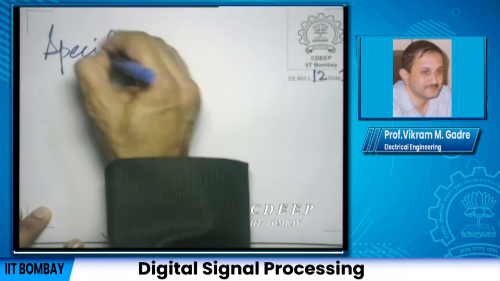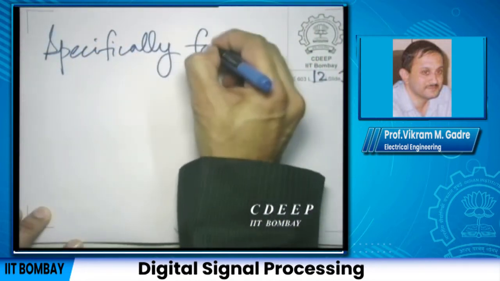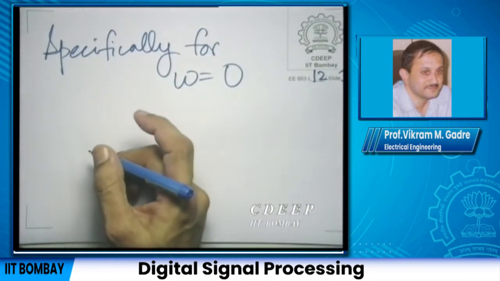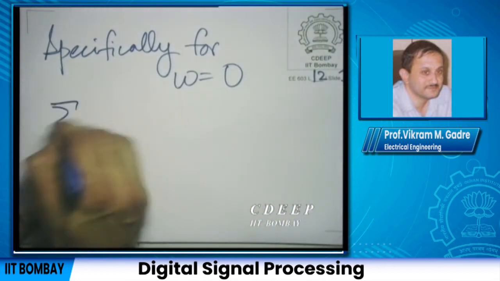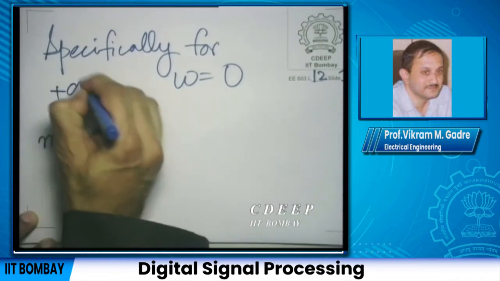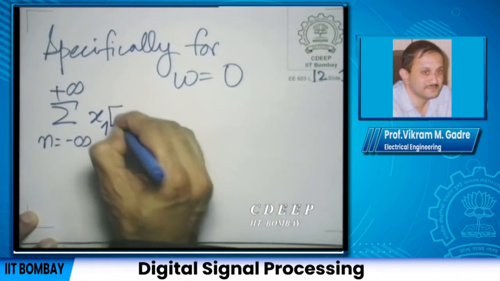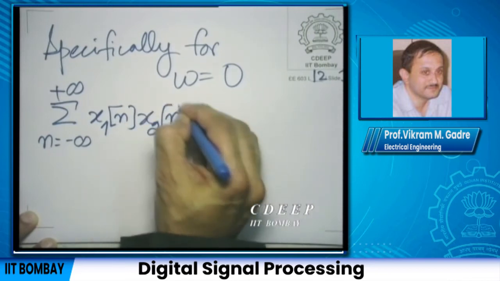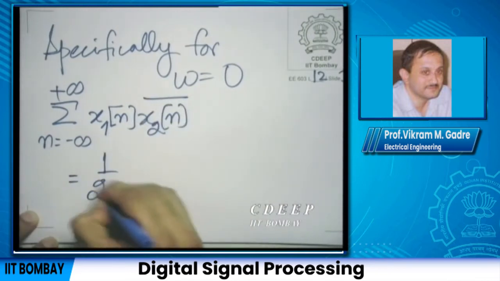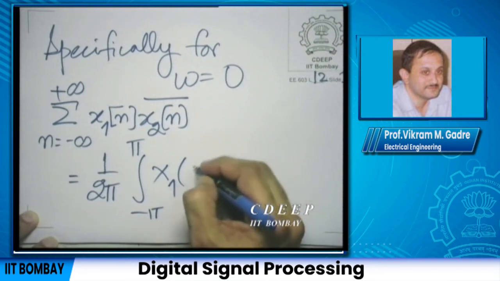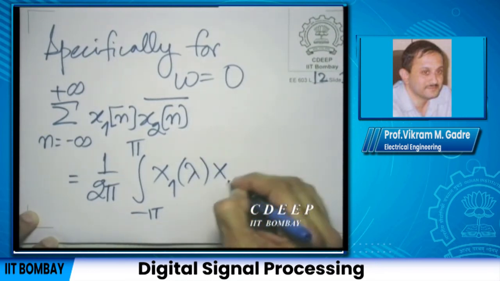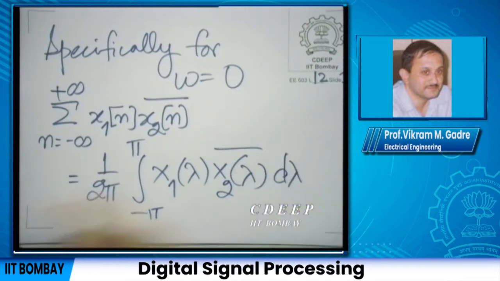Anyway, we had taken the specific case of omega equal to 0. And we came to a very interesting conclusion. We said summation over n over all the integers x1[n] x2 conjugate of n is the integral of X1(lambda) X2(lambda) conjugate d lambda. We had come to this conclusion.